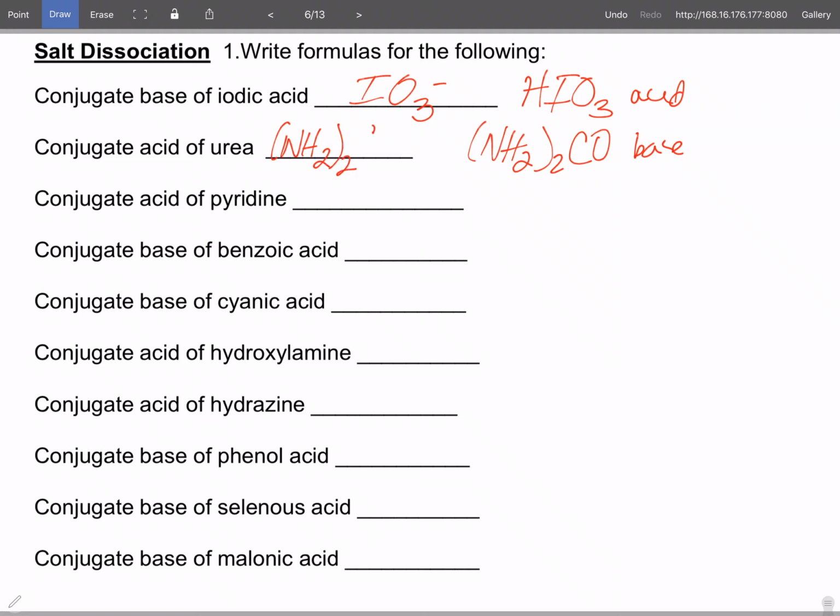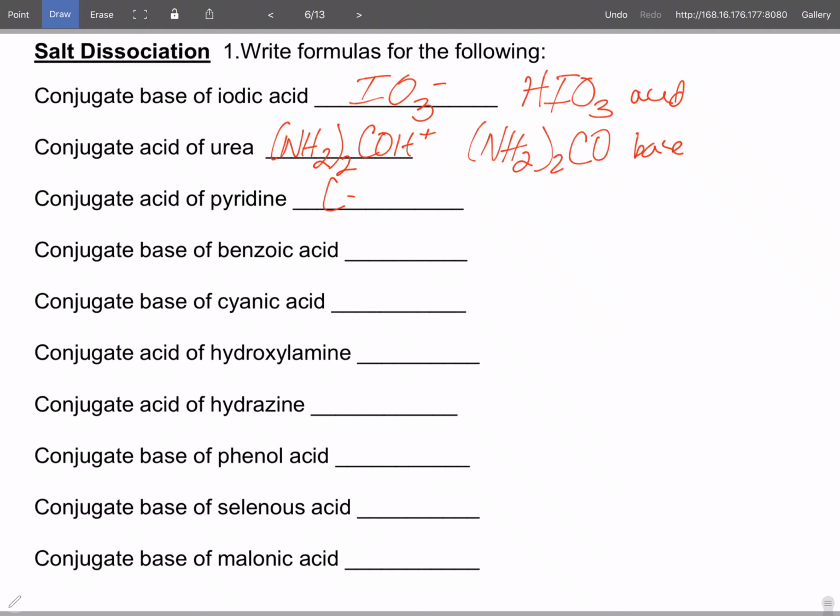NH2COH plus. Now, you could put the H at the front. That would have been fine. Doesn't matter. Bottom line is you need to be able to ID these. So I would pause it here and go take your Ka chart and try to fill this out and then check. I will continue on.